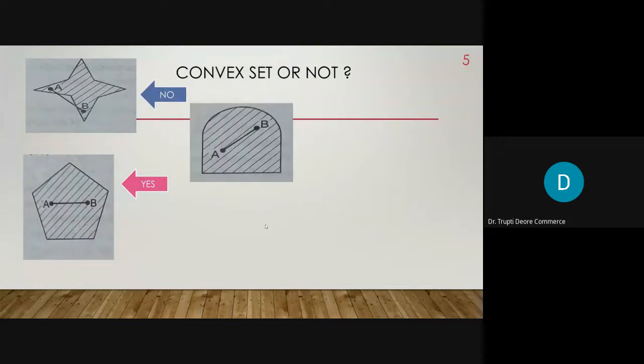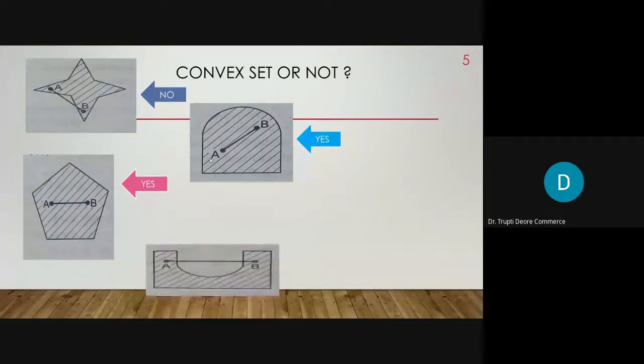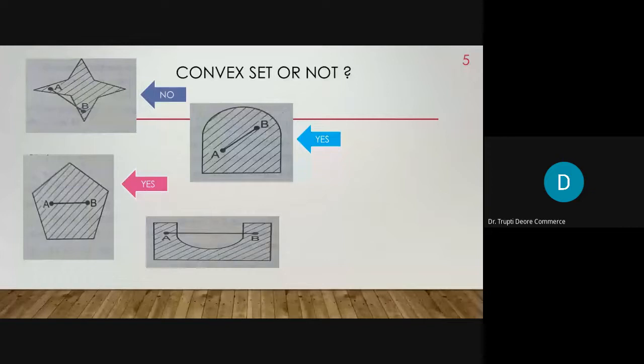Next one. Now here, it's a convex area, so here also the line lies properly, both the points and the proper total line, whole line is set in that area, so it's also the convex set. Next is this one. Here, see, A and B points are there in the area, but the line is not in the area. So it is not a convex set.